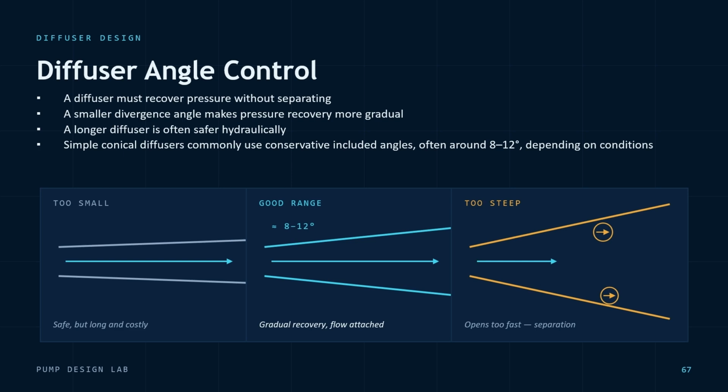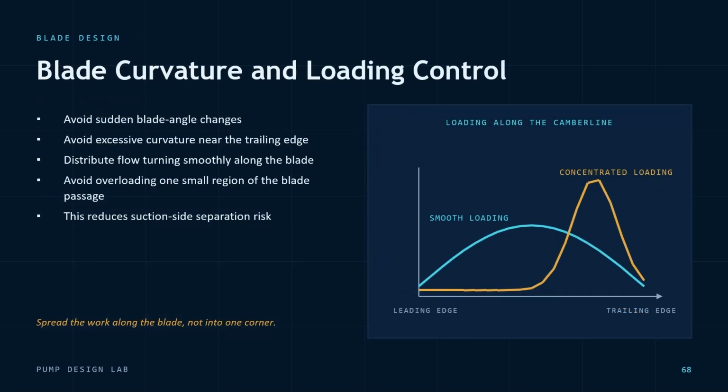along the passage. Blade curvature and loading control. The same discipline applies to impeller blades. Avoid sudden changes in blade angle and avoid concentrating too much turning near one small part of the blade. Spread the velocity and pressure change smoothly along the camber line. Smooth loading reduces the severity of suction side adverse pressure gradients and makes separation less likely.